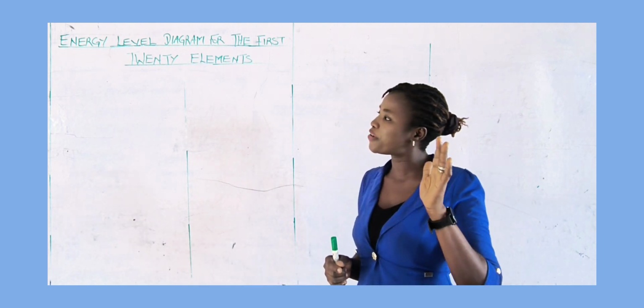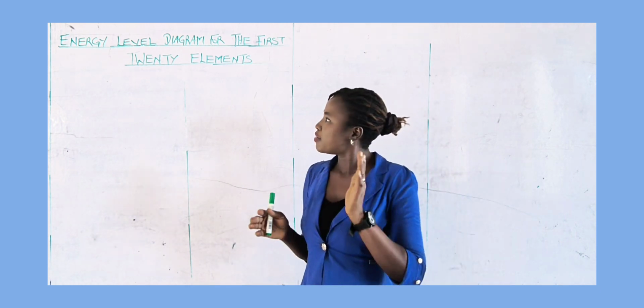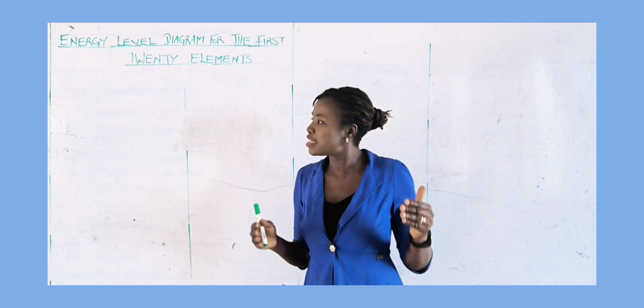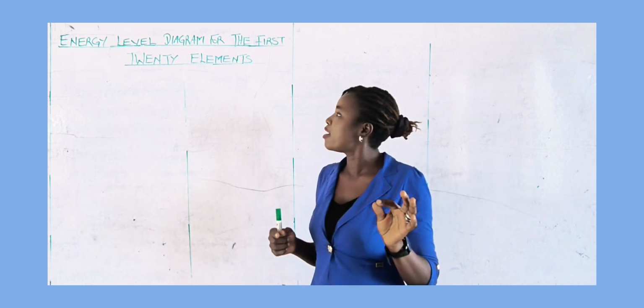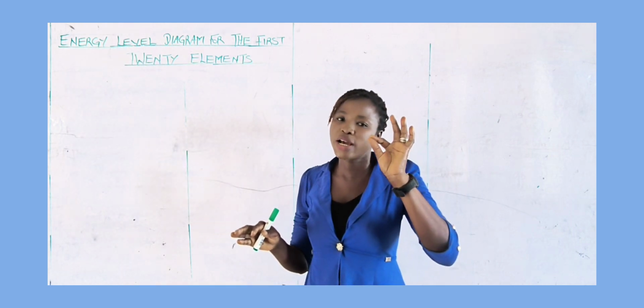So we are starting from the first element, and this class we're going to do it together because we've talked about the first 20 elements before. So we're going to work this thing together. And I remember we've discussed the energy level. Let me do a quick reminder.